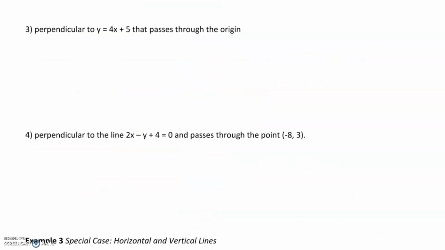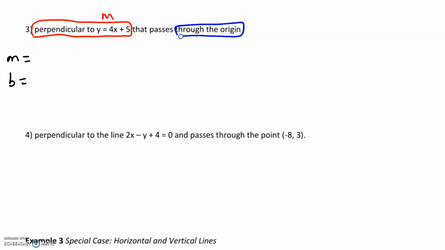Okay, I have to write the equation of a line, so we know we need our m and we need our b. My line is perpendicular to y equals 4x plus 5. So that means where it says parallel and perpendicular, that's going to help me get my slope. And it passes through the origin, so that is going to help me get my b. So I know that if my line passes through the origin, that means it's passing through 0. So I already have my y-intercept given to me. That means all I have to do is find my slope.